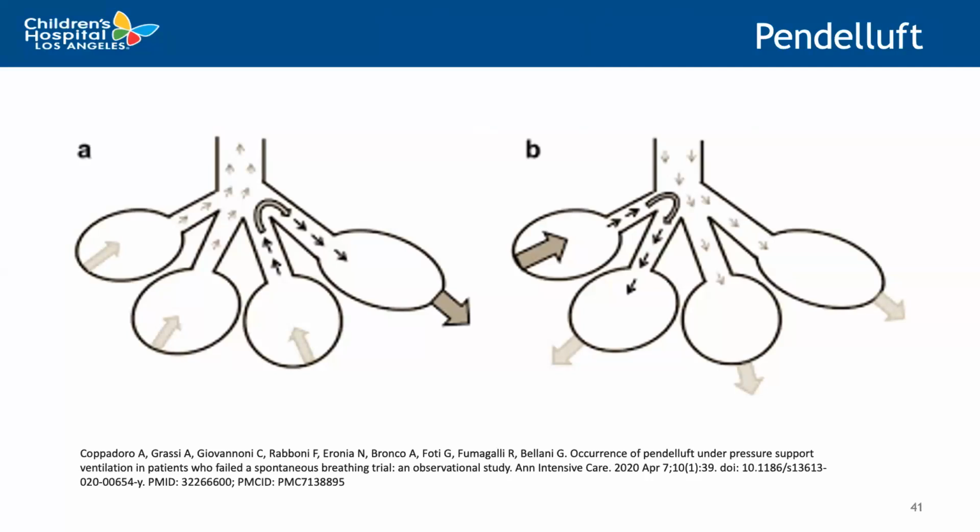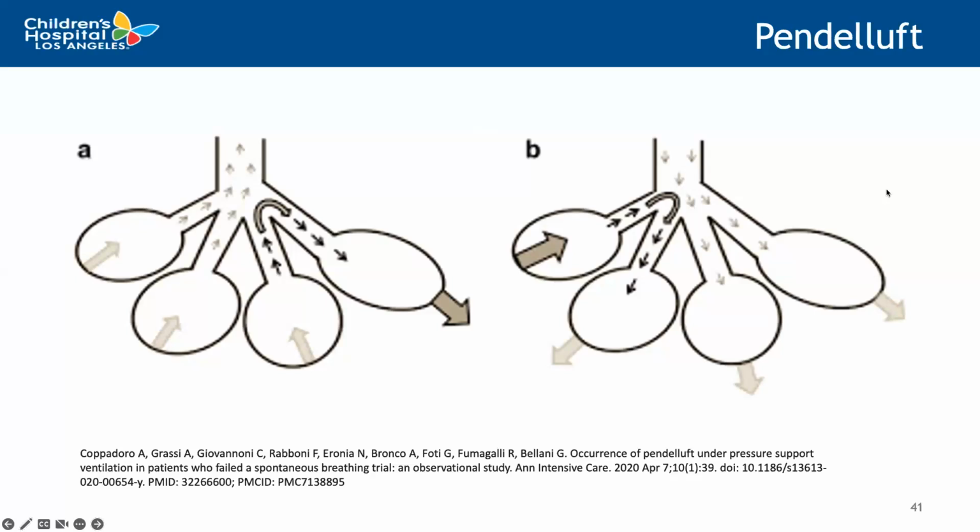So a shorter time constant would be one that has a high compliance or low resistance, and thus it will fill more quickly than a neighboring unit with maybe a longer time constant. So after the tidal volume is delivered, gas may move from the faster filling unit to the slower filling unit, contributing to this pendelluft phenomenon, which is represented in this schematic here. And this is something that we can actually see at the bedside by using EIT.